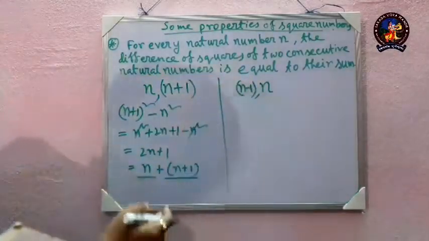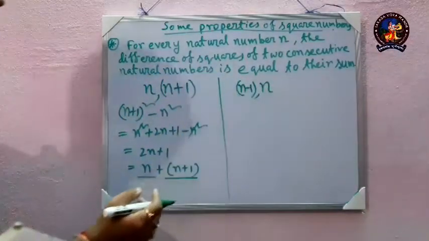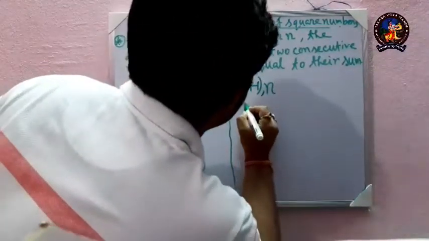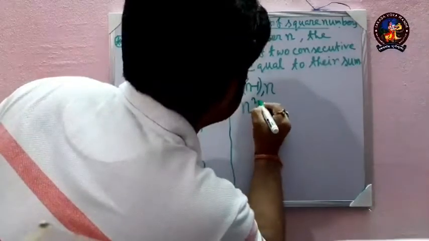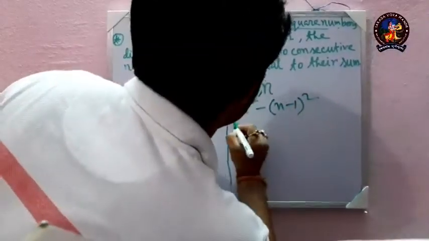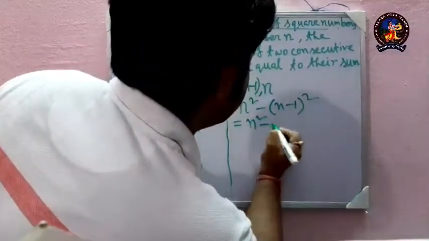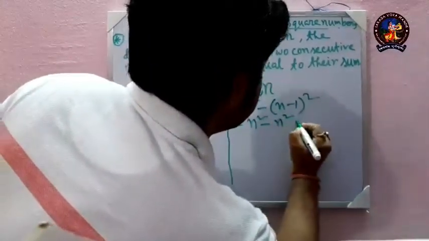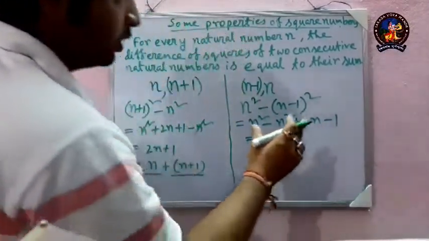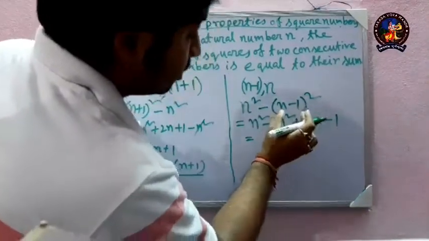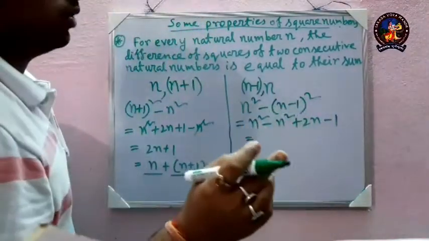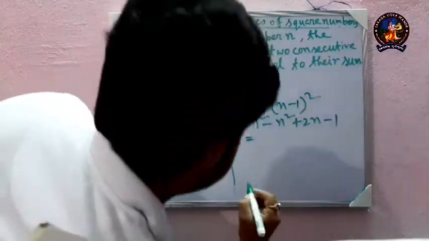And now in this case, if I take n minus 1 and n as the natural numbers, so according to the formula, n square minus (n minus 1) whole square is equal to n square minus n square plus 2n minus 1. This means, I have used the (a minus b) whole square formula here. I forgot to mention that formula before. Okay, here I am explaining that formula.